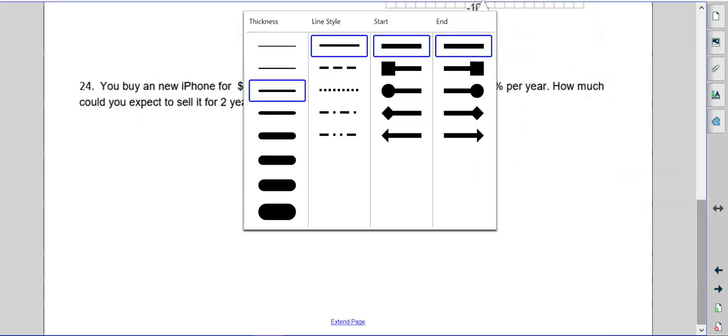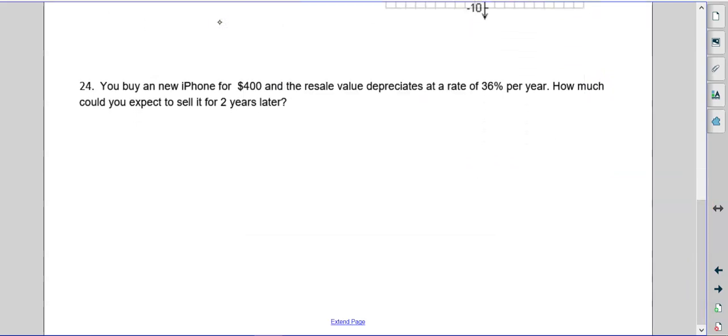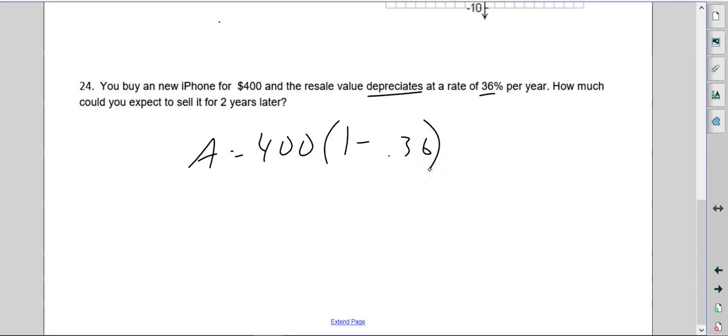Number 24. You buy a new iPhone for $400. That's your starting amount. It's going to depreciate, so that's going to be the 1 minus equation. 36% is 0.36. That's a lot. And 2 years later. That works out to be $163.84. And that's it.